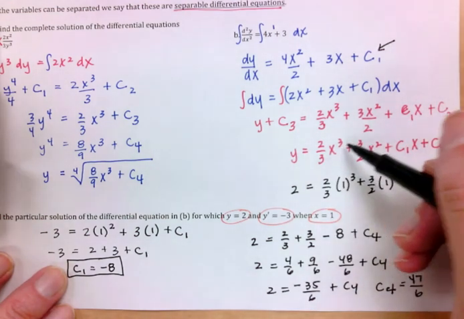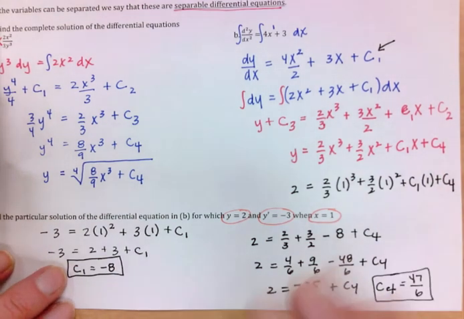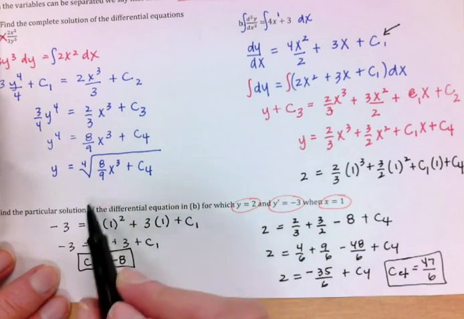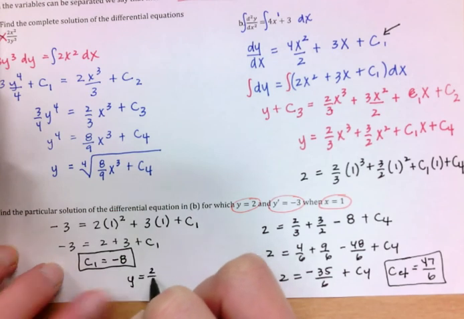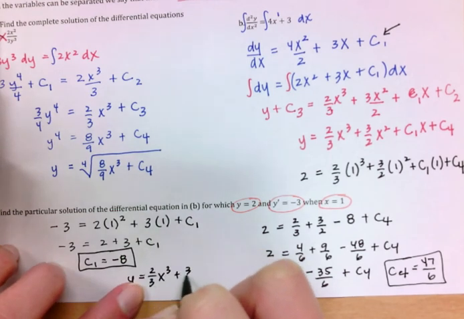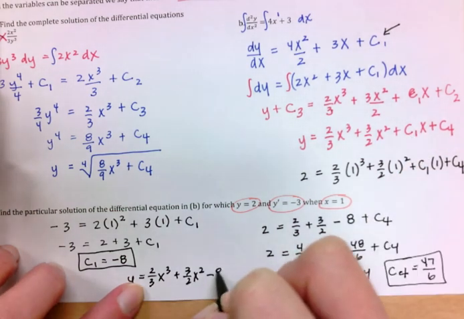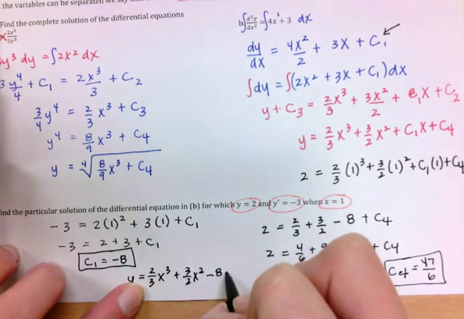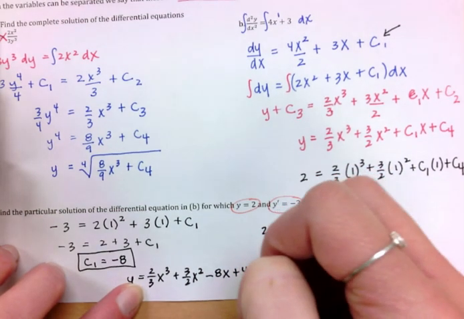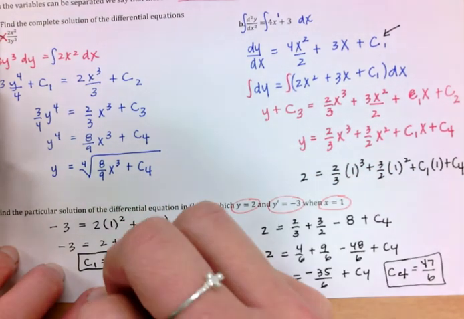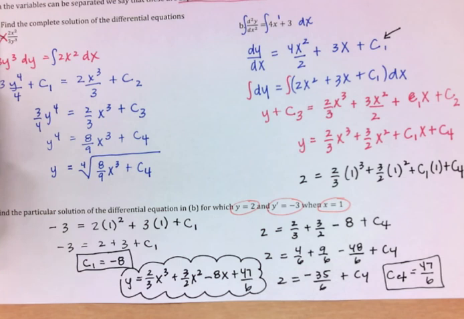All right, so now I can plug everything in, right? I have a y and an x, that's totally fine. I just need to find C1 and C4, so I got both of those. Then my particular solution, when I plugged all this in, was that y equals 2/3 x cubed plus 3/2 x squared, and the C1, remember, is -8, so -8x, and then plus C4, and C4 was 47/6. So that is my particular solution.